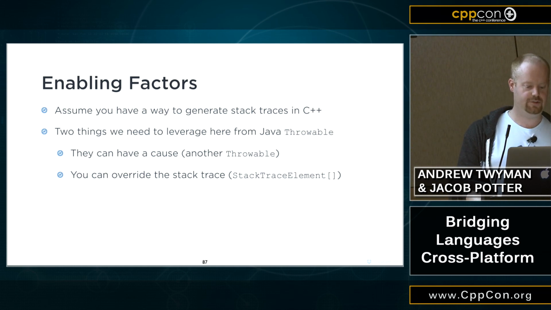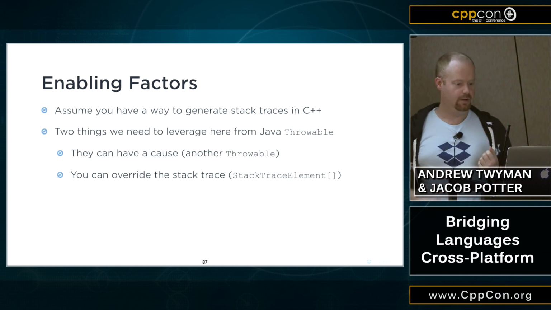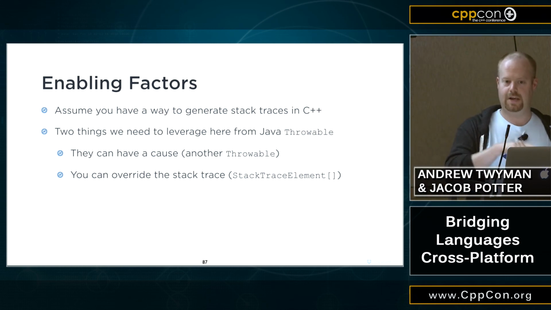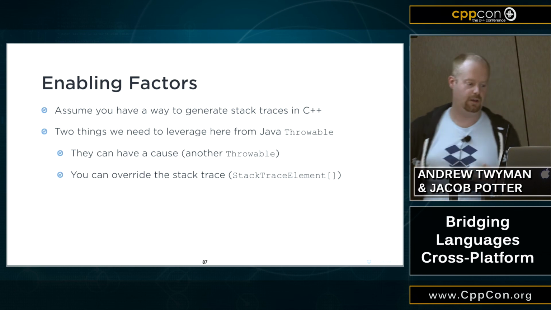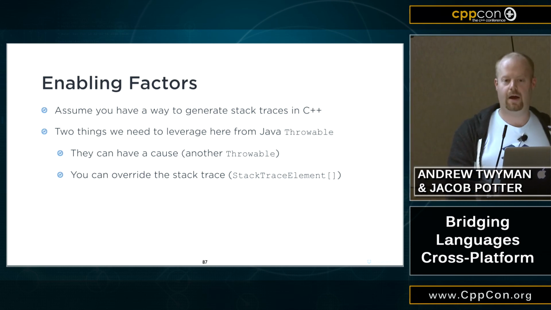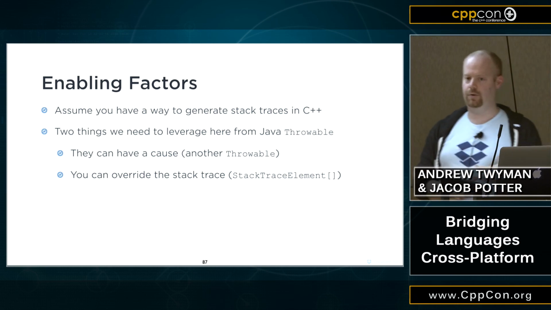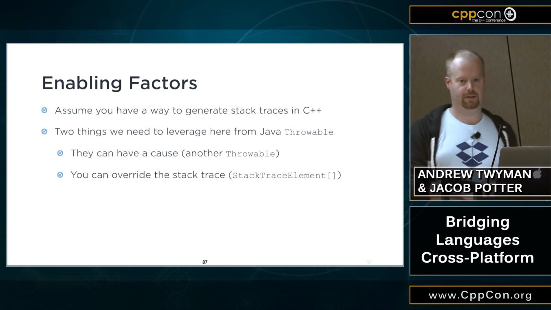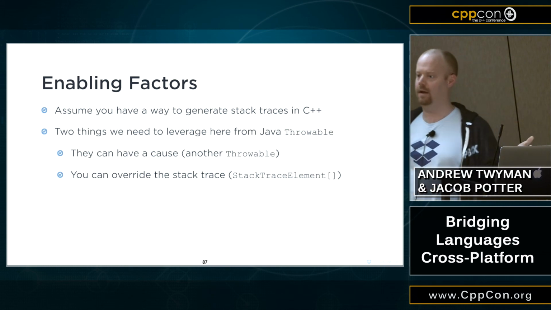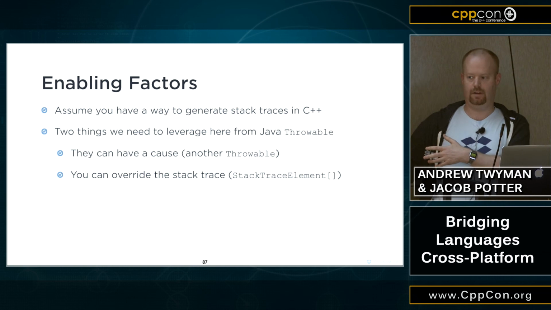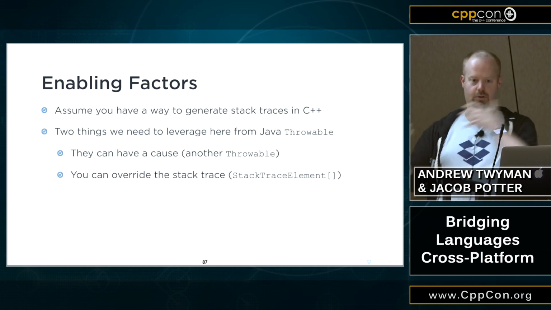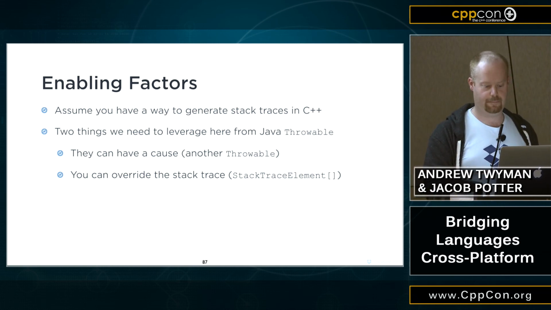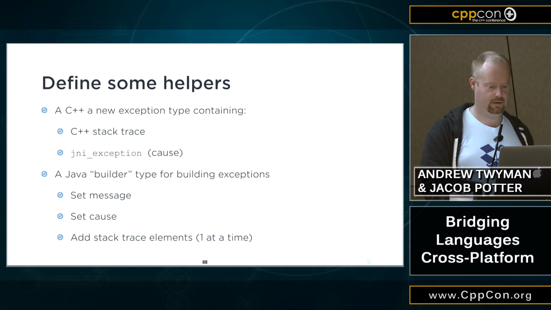And there are two things in Java that let us do this, which is Java exceptions have a cause, so you can chain them together. This exception was caused by that exception, which was caused by an earlier exception. And also, they let you override the stack trace. So as long as you can build an array of stack trace elements, which are just some plain old data, you can stick your C++ stack trace into a Java stack trace. You can build some helpers to do it.